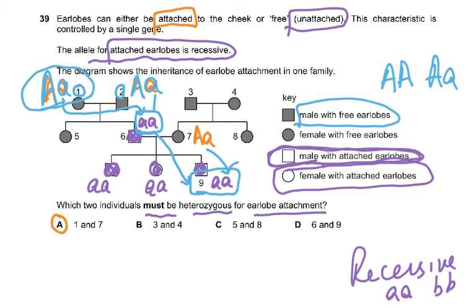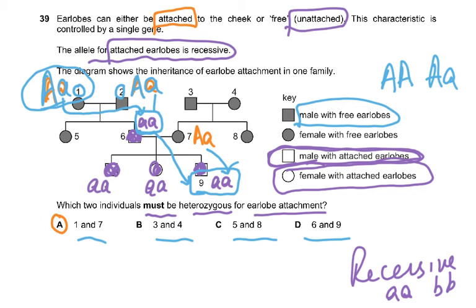You see, there are no 2's here. You can see here, there's no 2 mentioned here anywhere. So we know 2 is also big A, small a. So which individuals must be heterozygous? Because 1 and 2 have to be heterozygous for earlobe attachment because they have a child. Child 6 is their child.